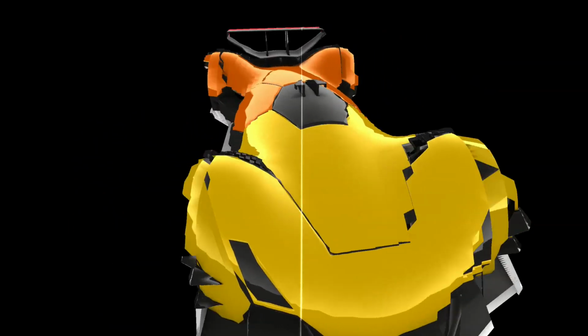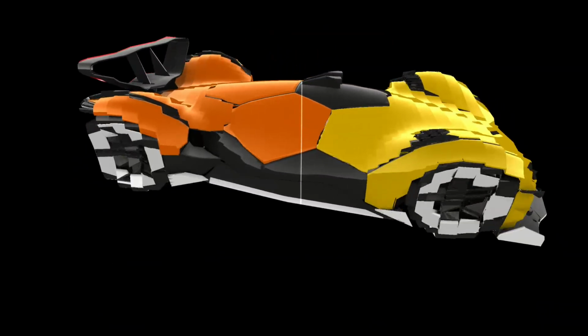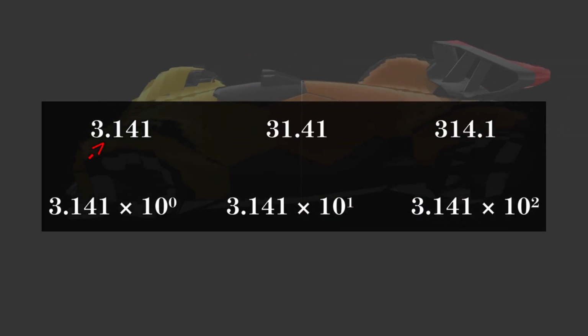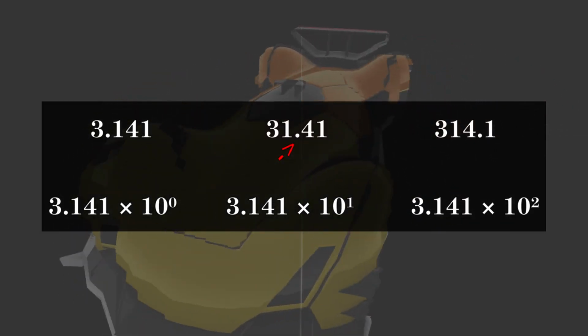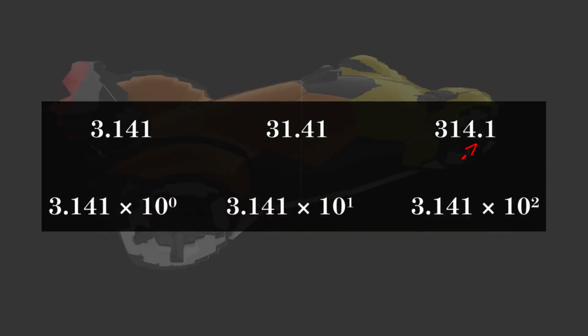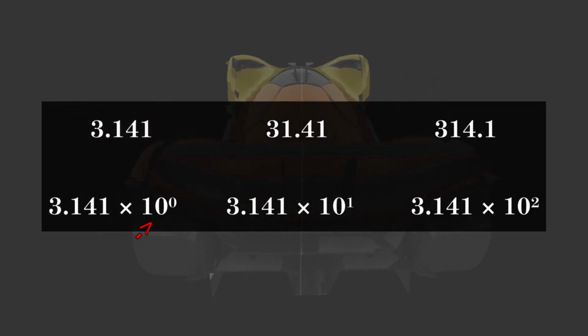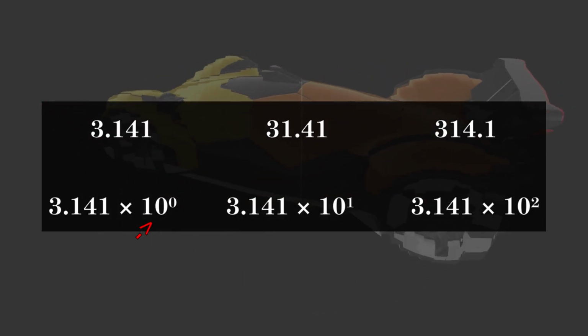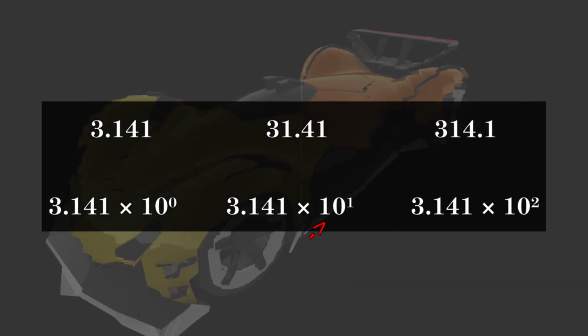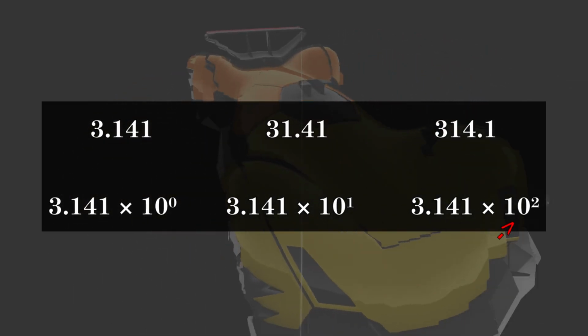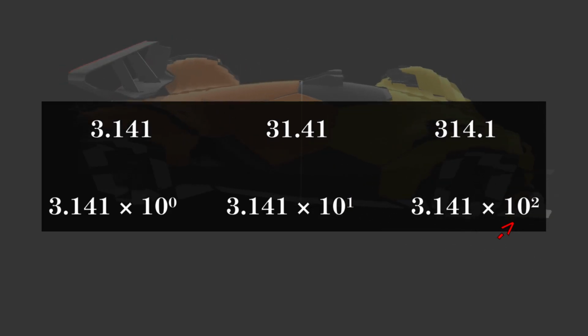Fractional numbers have a decimal point. Let's look at the number 3.141. What happens if we move the point? 3.141, 31.41, 314.1. We can represent these values as 3.141 times 10 to the power of 0, to the power of 1, to the power of 2. In each case, we move the point to the right, making the number 10 times larger with each shift. This is why the point is said to float.